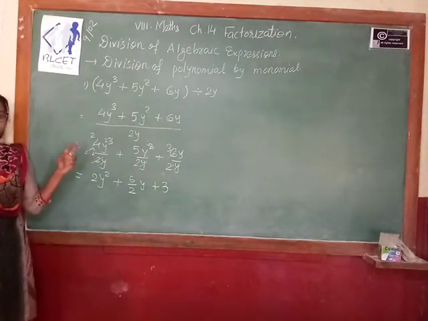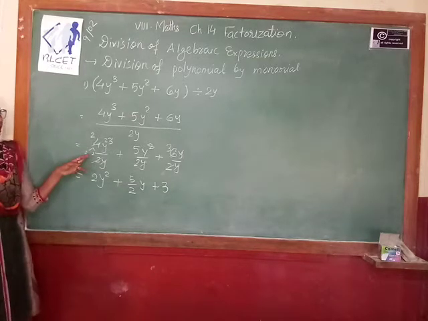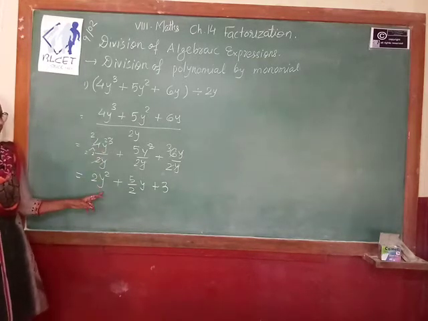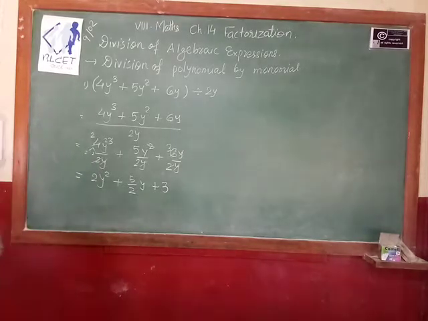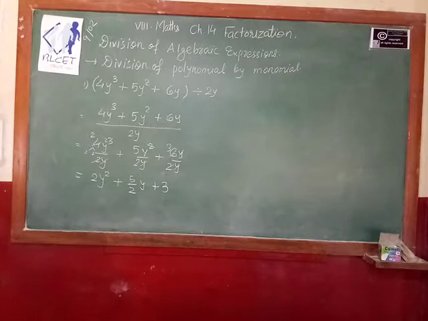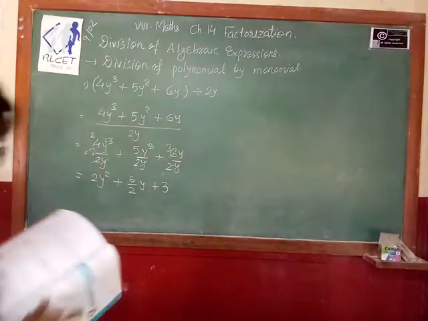So this way we can do this method. It is a very simple and easy way to do the calculation. So we are following this method. Okay, so this is your answer of the given division. So this way we can do the division of polynomial by monomial. Let's understand the concept with one more example.